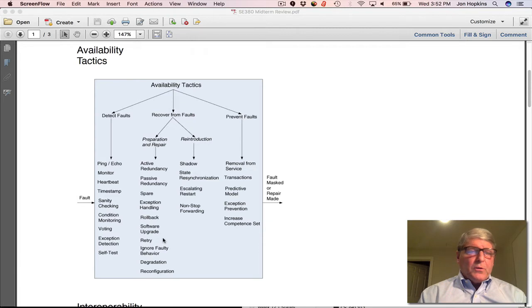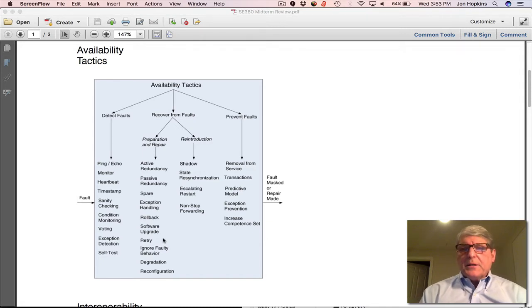We can of course ignore the faulty behavior and let it just continue on, and then operate in a degraded mode. Then in terms of reintroducing, we can restart the system and recover from it in that sense and make ourselves available again. We saw the notion of nonstop forwarding, which means basically use the data we have while we're trying to recover, and even though it's in a slightly degraded condition, it's better than nothing.